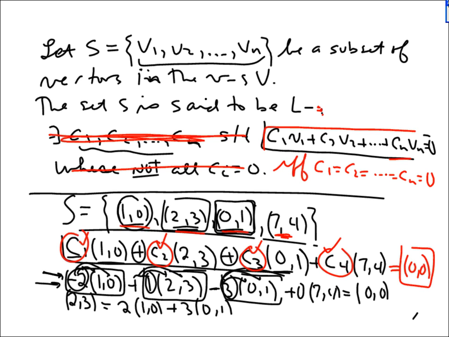The set S is said to be linearly independent if C1 V1 plus C2 V2 and so on equals 0 implies all those coefficients are 0. The only way this equation can be valid is only if all the coefficients are 0, you have a linearly independent set.